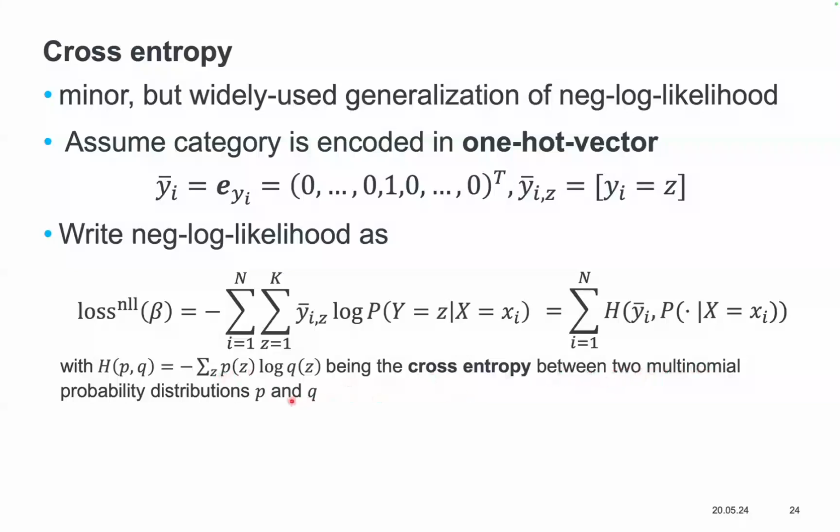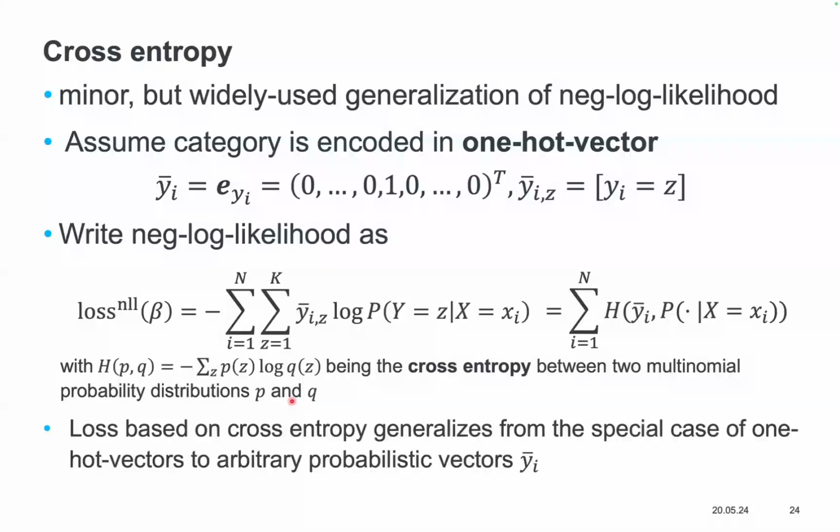Multinomial means you can have probabilities for k many different values. The loss that we get here is exactly the same as the negative log likelihood that we had before. However, we have now a large amount of freedom.